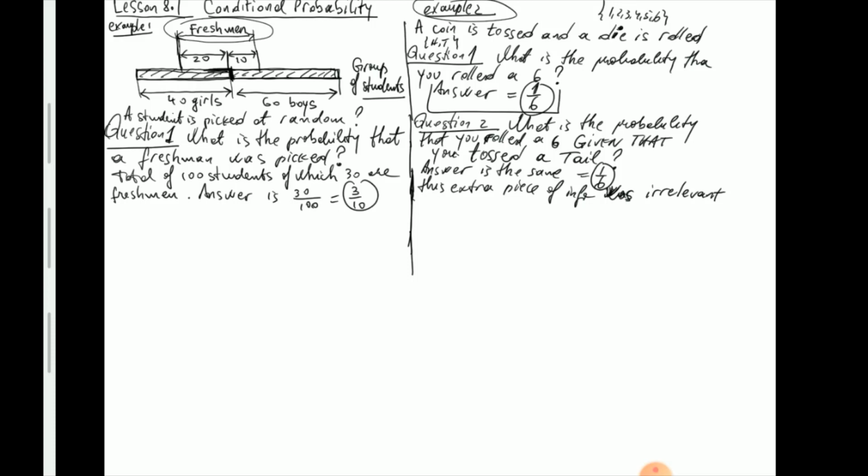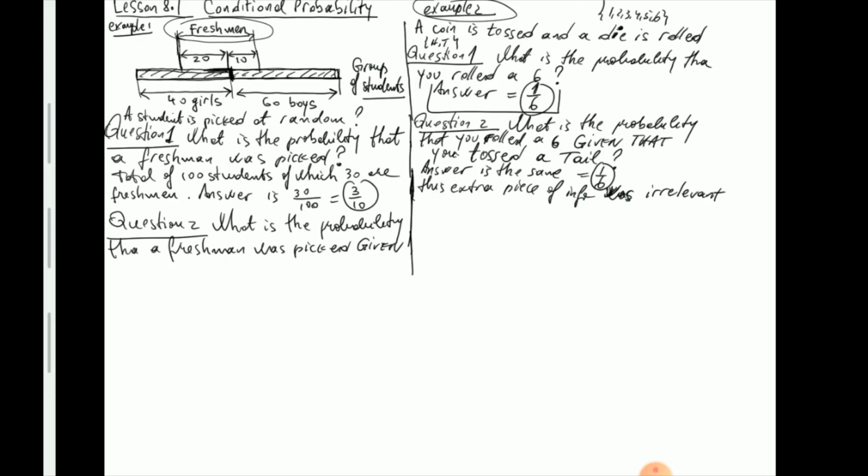All right, so now, finally the punchline. Let's look at question number 2. What if I ask, what is the probability that a freshman was picked, given that a girl was picked?